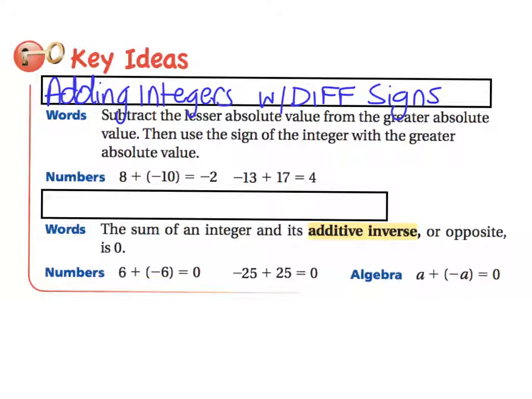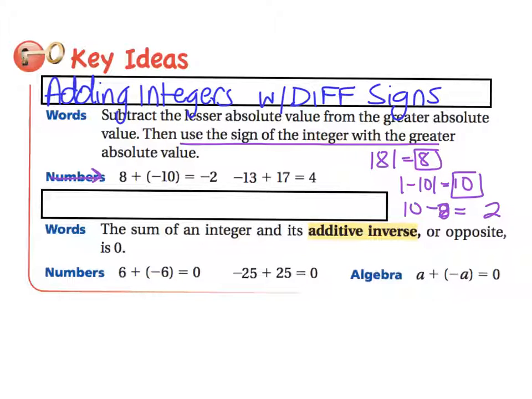So if we look at this first example down here, the absolute value of 8 is 8. The absolute value of negative 10 is 10. So what we're going to do is take 10 minus 8, which equals 2. But then you use the sign of the integer with the greater absolute value. This was our greater one. We used the sign, which was negative. Our answer is negative 2.